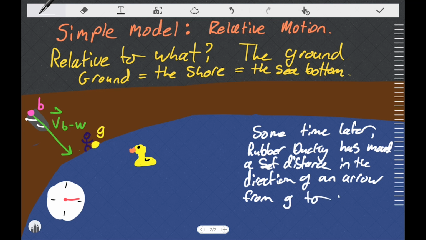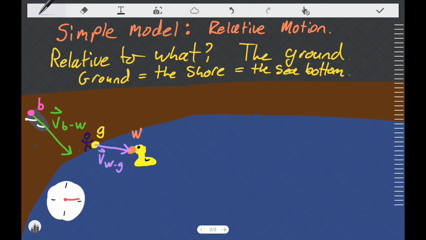So in this way, we could come up with a velocity vector for the current. And we can call that velocity vector the velocity of the water relative to the ground. We can label that VWG, where W is for water and G is for ground.